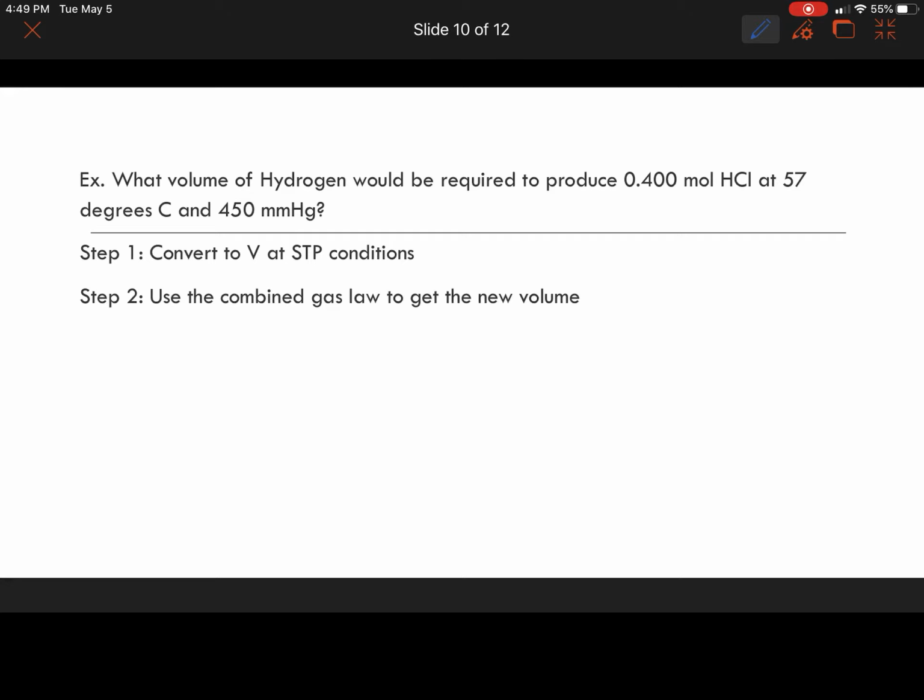But because this is not at STP, we've got the 57 degrees and the 450 millimeters of mercury. That tells me that I can't use that. I have to do something else to it. So how we do these problems, you're going to first convert to volume at STP. You are going to pretend that it's at STP, or solve for it at standard temperature and pressure. Once you've got that, that will be your volume, and you're going to set that as V1. So then your T1 and your P1 are going to be all at STP. Remember though, this one you have to solve for.